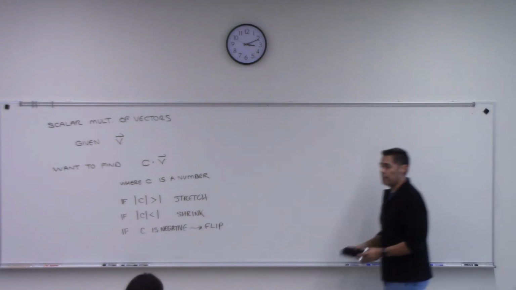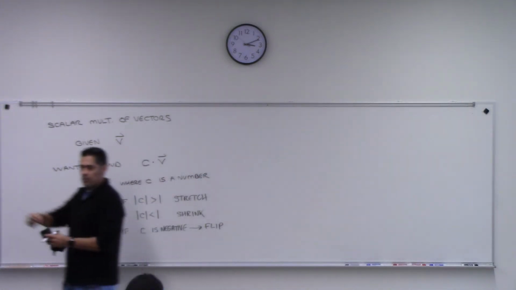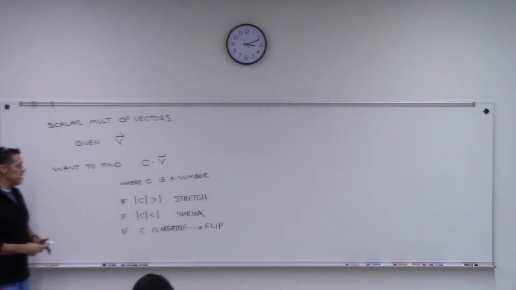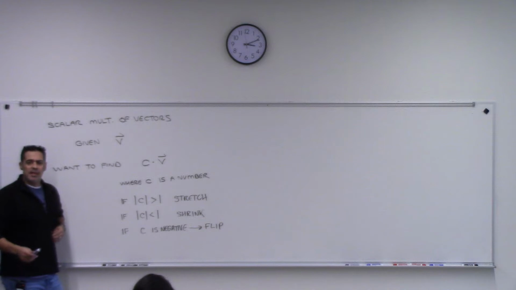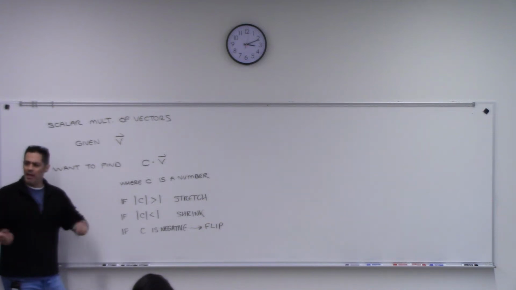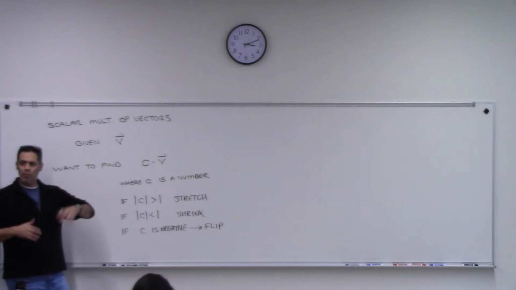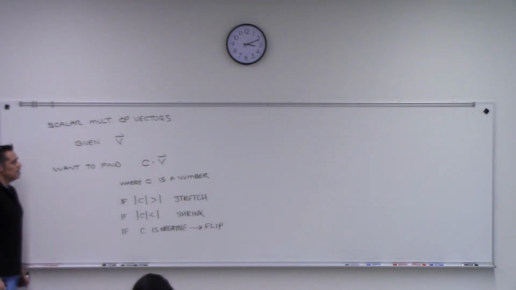Yes? When we say stretch and shrink, we're referring to v, correct? To the original, yeah, it's going to stretch v or shrink v. And it goes exactly the way you would think. If it's a 2 in front, it's going to double the length. If it's a 3, it's going to triple the length. If it's 4, it's going to quadruple it. All right, let's see if we can put this all together.